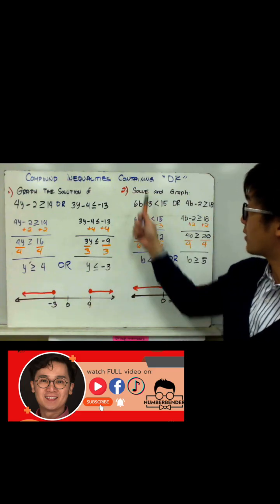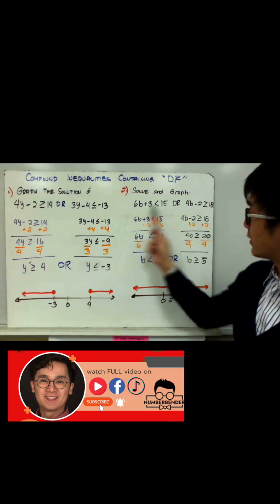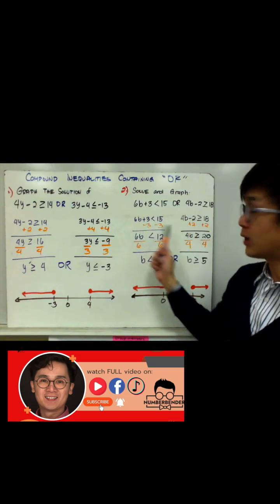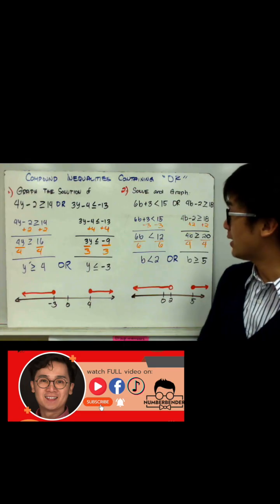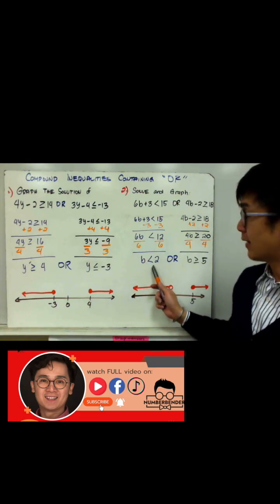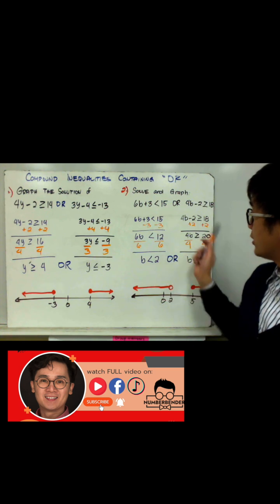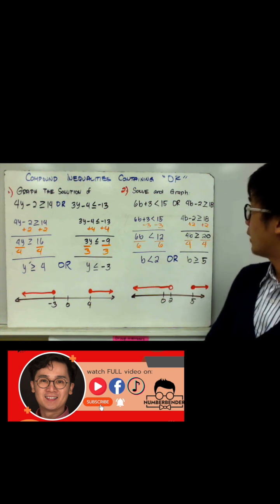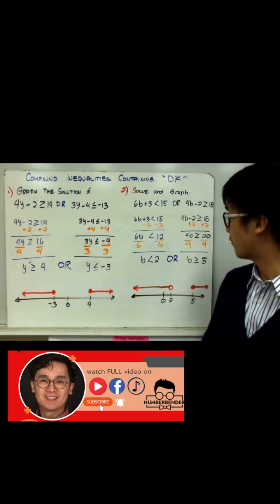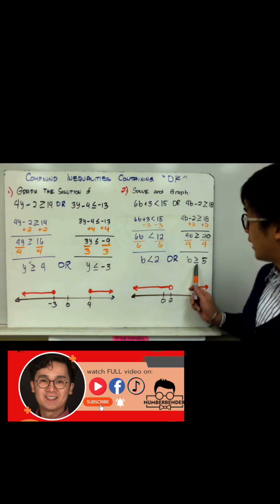So to solve the second example, we'll solve the first set, and to do that, we need to subtract 3 on both sides so we can get rid of the 3, and divide both sides by 6 so that b is less than 2. And for the other side, we have 4b minus 2 greater than or equal to 18. You add 2 on both sides and divide both sides by 4, and you'll have b greater than or equal to 5.